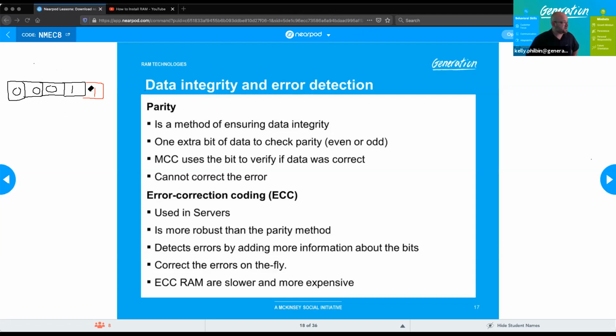Now, if we were the processor and that parity bit came back and it was a 0, what would that tell us? It's not right. We need to send it back to the CPU and say, hey, I need you to resend it. That information did not come through correctly.